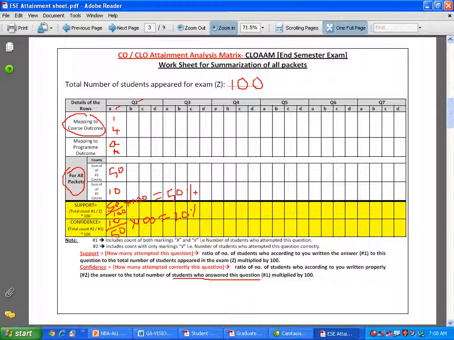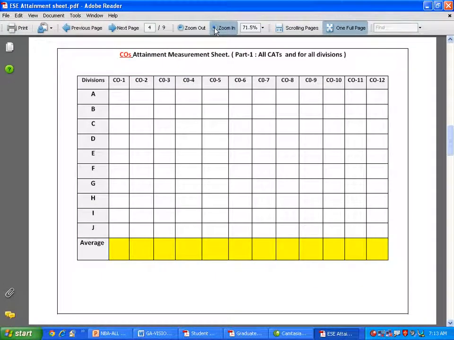Similarly, for all the questions, for all the options of questions, we calculate. Hardly it takes a few minutes. Hope this calculation is clear to all. Right, so let me go to the next one. Having done it for all the questions, for all the options, the next one is this.